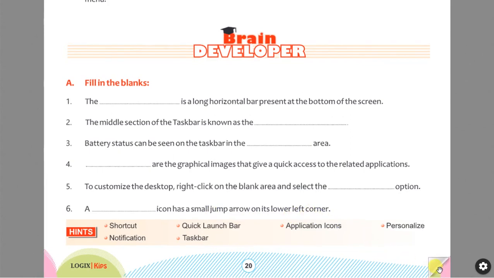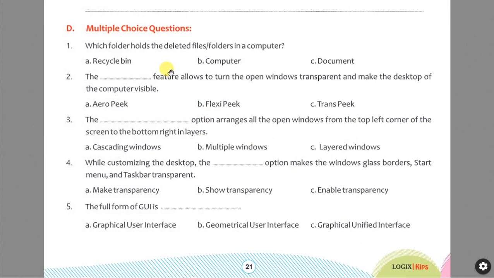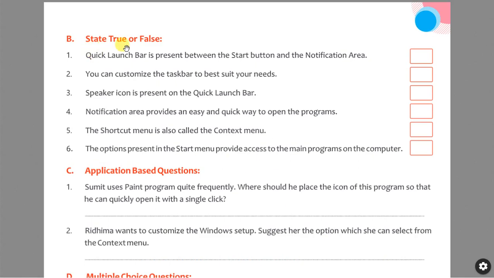So now let us move to the next page. Question B, state true or false. First one, quick launch bar is present between the start button and the notification area. Given statement is true. Quick launch bar is present between the start button and the notification area is true.